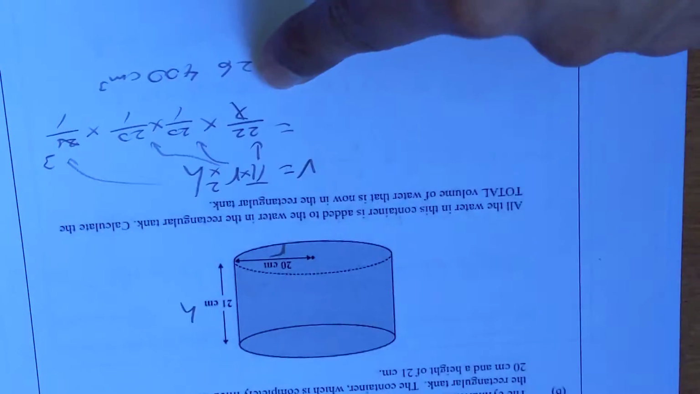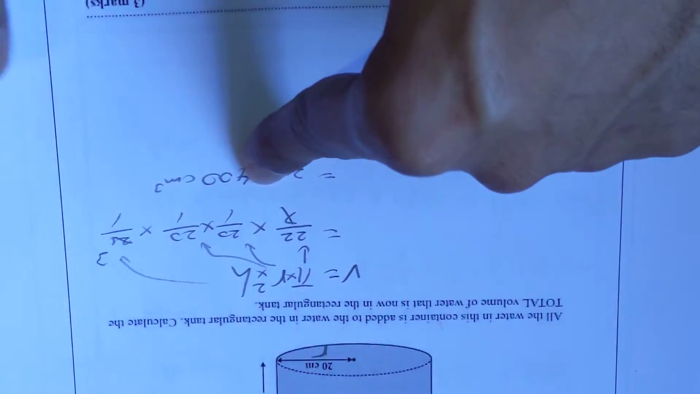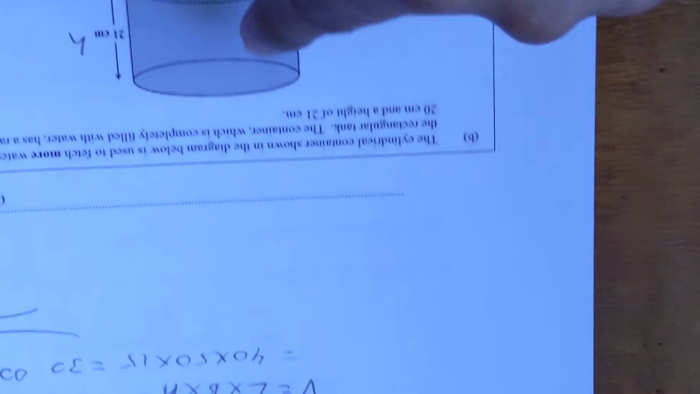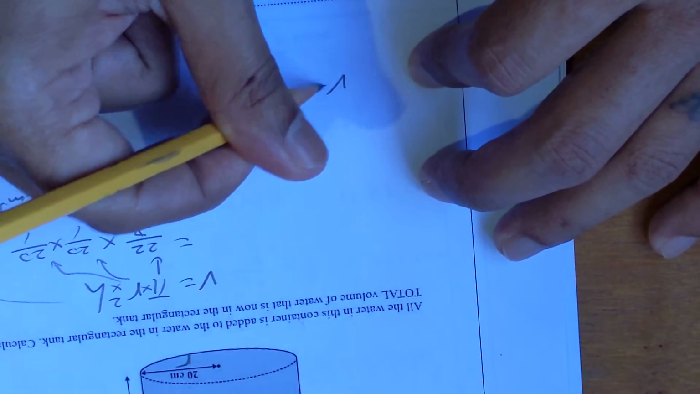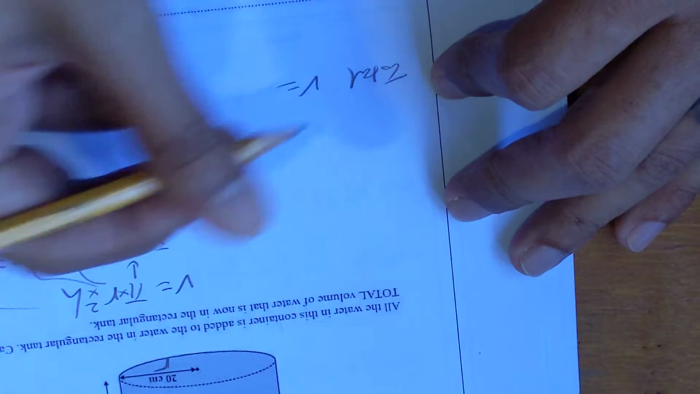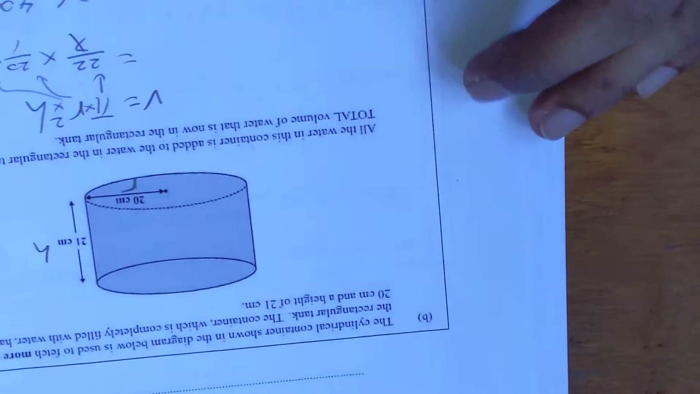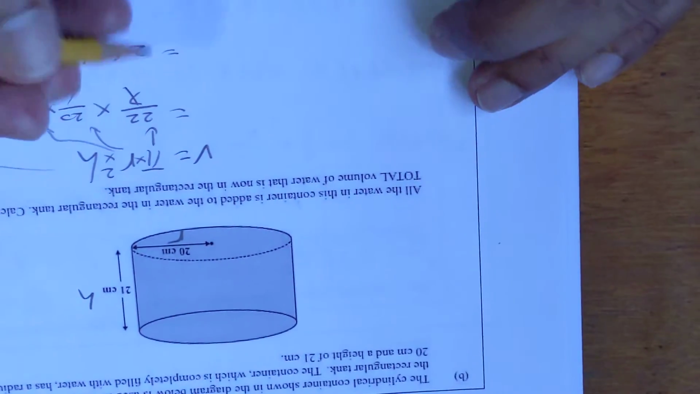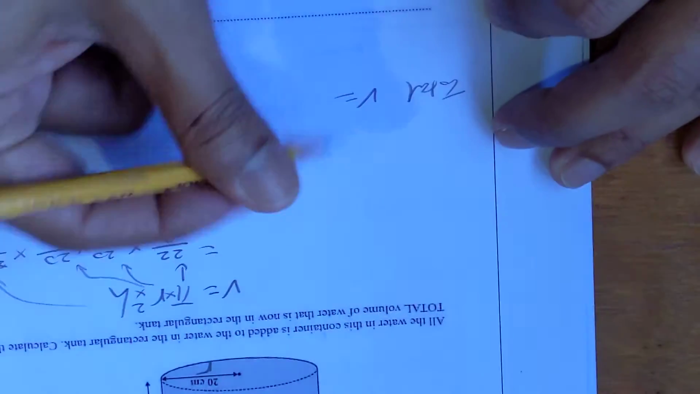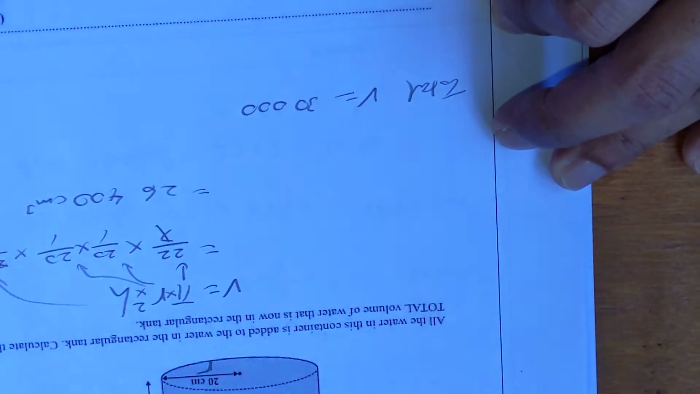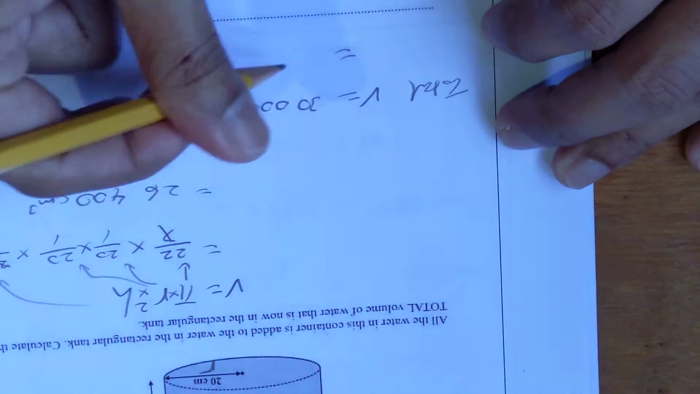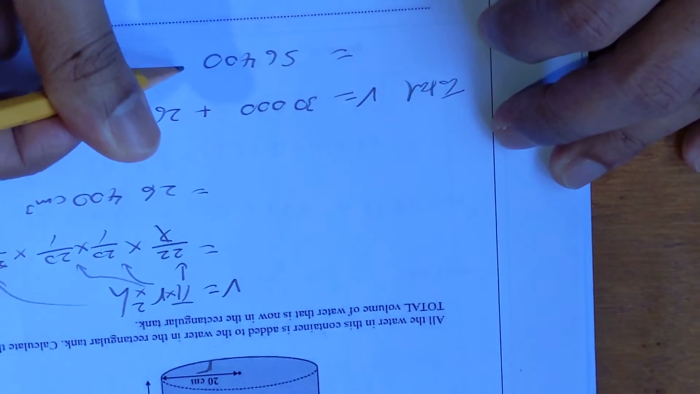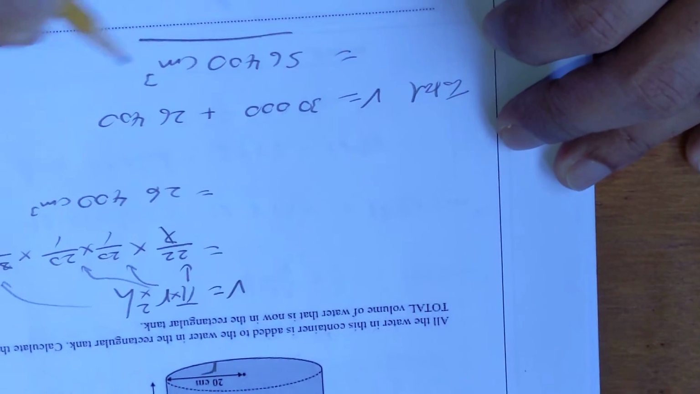But the question didn't finish there. That's why it's 3 marks. This would be 2 marks. They said I'm going to take all the water in this and pour it into this. And how much water in this going to have now? So you want to get the total volume after I pour this water into that cuboid container, rectangular container. So it had 30,000 cubic centimeters, and now I'm going to add this container which held 26,400. So now it has 56,400 cubic centimeters.